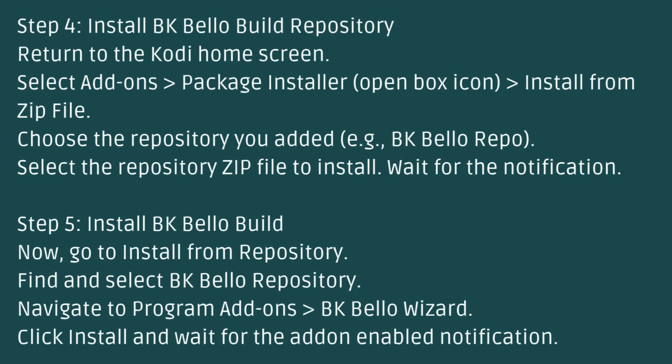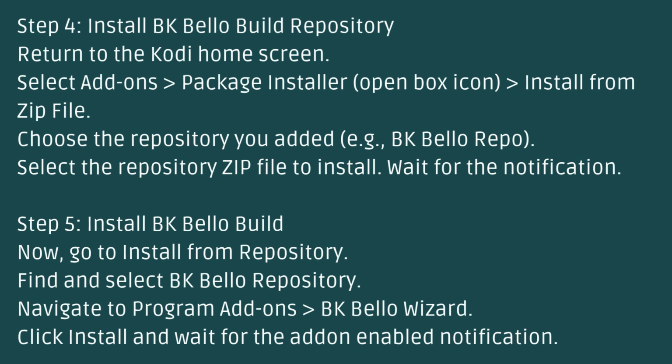Step 4. Install BK Bello Build repository. Return to the Kodi home screen. Select Add-ons and Package Installer, open the box icon, Install from zip file. Choose the repository you added, for example, BK Bello Repo. Select the repository zip file to install. Wait for the notification.